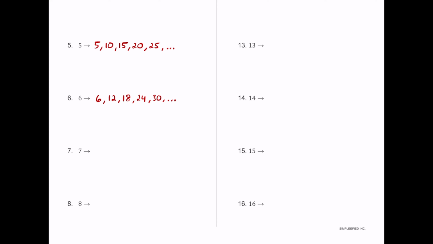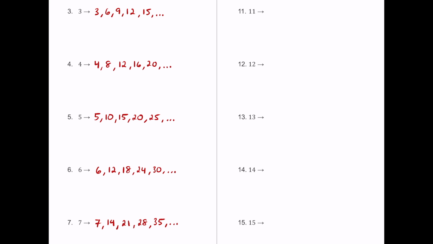For number 7, go ahead and keep adding 7 if you'd like, or use the multiplication facts. We have 7, 14, 21, 28, and 35. For number 8, we have 8, so we're going to start with 8, then 16, then 24, 32, and 40.